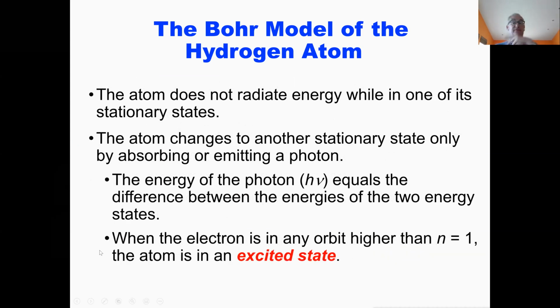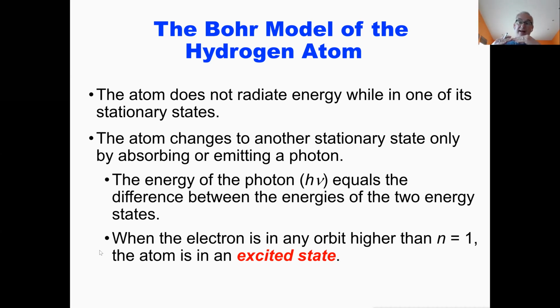So the atom doesn't radiate energy in its stationary state. So we don't see white light coming off of it. Instead, we see very specific wavelengths depending on the energy difference between these different states further and further away from the nucleus. If an electron is in any orbit higher than the first one, we say it's excited. It could be 1, 2, 3, 4, however far away it is.